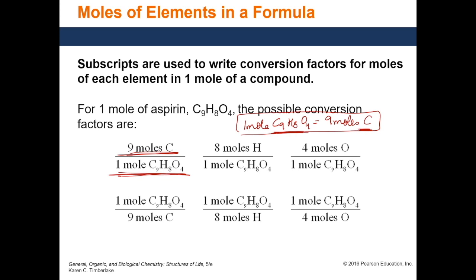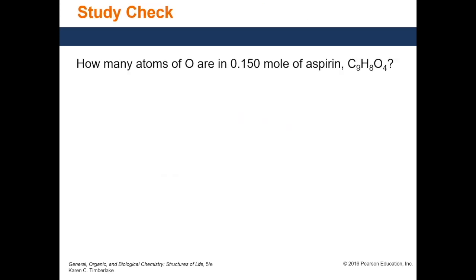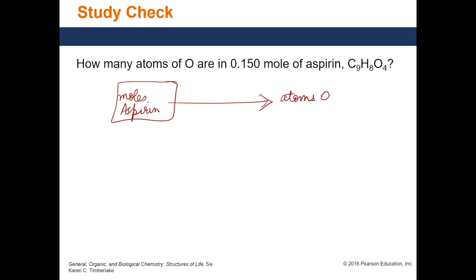For instance, a question like this: how many atoms of oxygen are present in 0.15 mole of aspirin? What's given to us is moles of aspirin. The question is asking how many atoms of oxygen are present in there. What would be the first conversion factor that we see? First, we'll go from 1 mole of aspirin consists of 4 moles of oxygen.